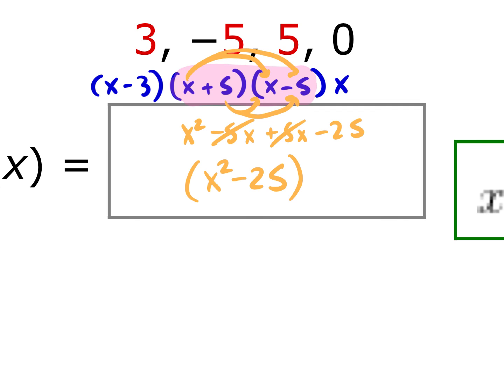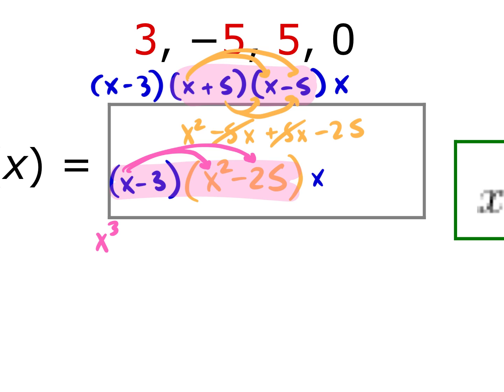What do I have to do next? Perfect. I'm going to FOIL that with x minus 3. So I'm just multiplying these two together now. So the first terms would be x times x squared, so that's x to the third power. X times negative 25 would be negative 25x. Negative 3 times x squared would be negative 3x squared. And negative 3 times negative 25 would be positive 75.